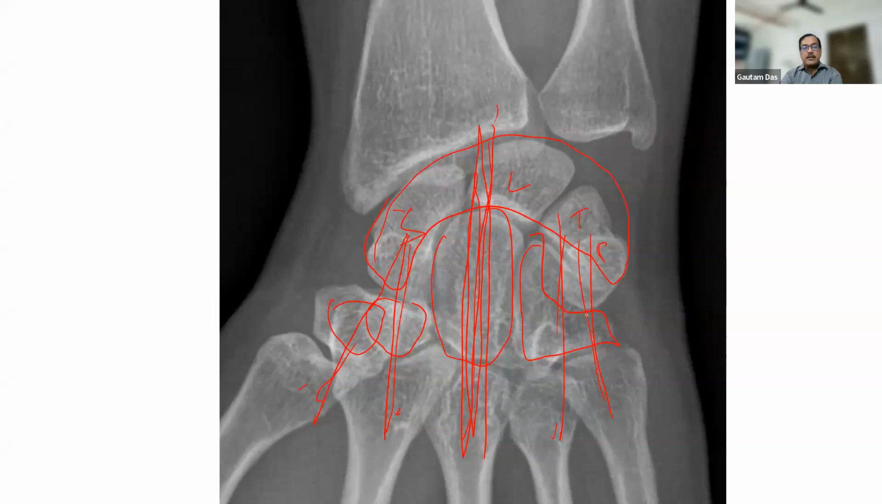Where is the carpal tunnel? Carpal tunnel is not in this part. Carpal tunnel is between this part.